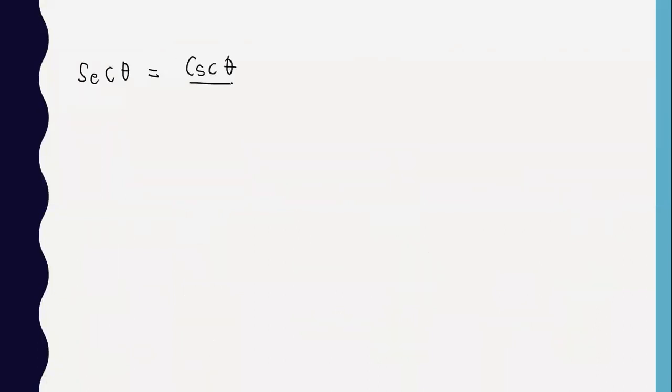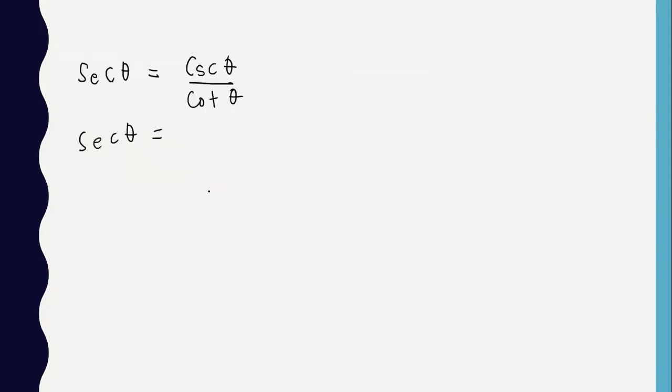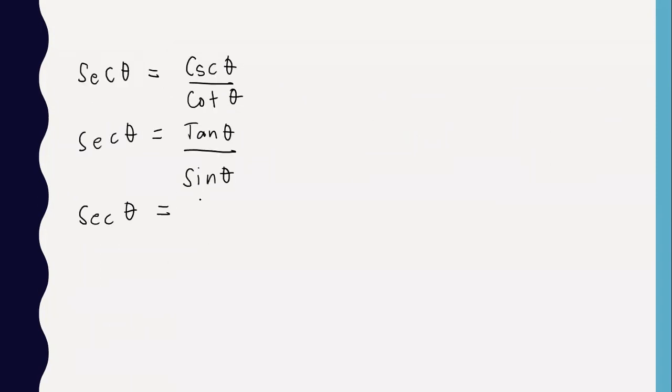Secant theta is equal to, no need to memorize, just do the hexagon formula. Secant theta is equal to tangent theta over sine theta. Or secant theta is equal to 1 over cosine theta.